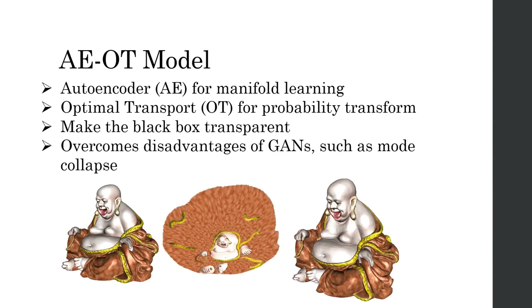The purpose of a generative model is generating new examples for a given data set. For example, given some points in the 3D Buddha, we can generate more samples located in the Buddha manifold.